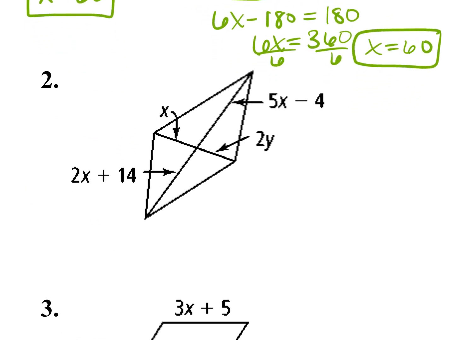Okay, look at example 2 here. Now this is talking segments. So this is x, this is 2y, this is 5x minus 4, and this is 2x plus 14. This is a parallelogram. What do you know about the diagonals in a parallelogram? What are congruent? The 2 that are on the same segment.